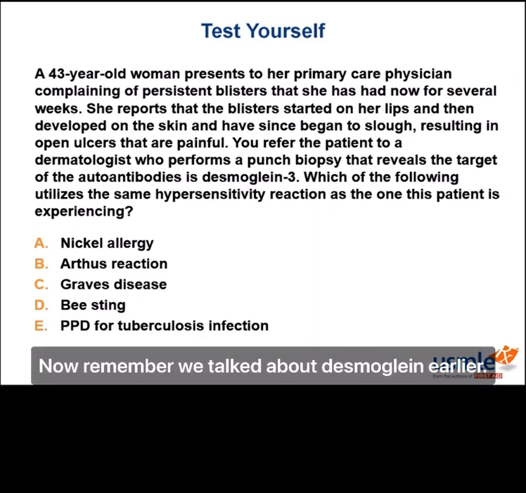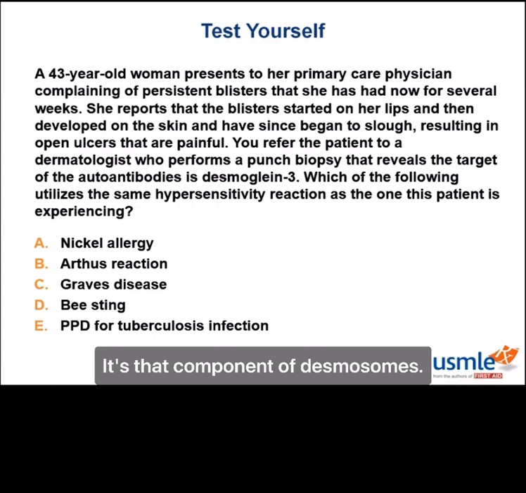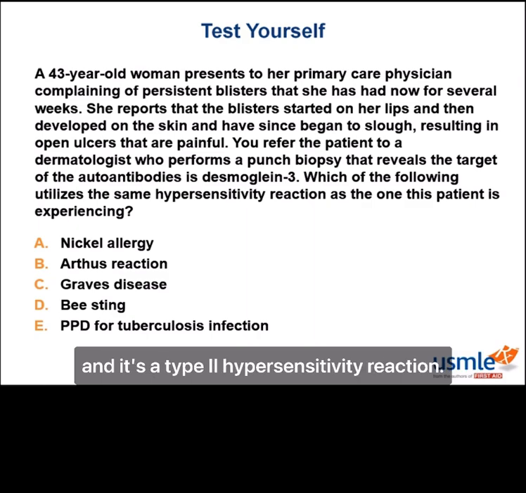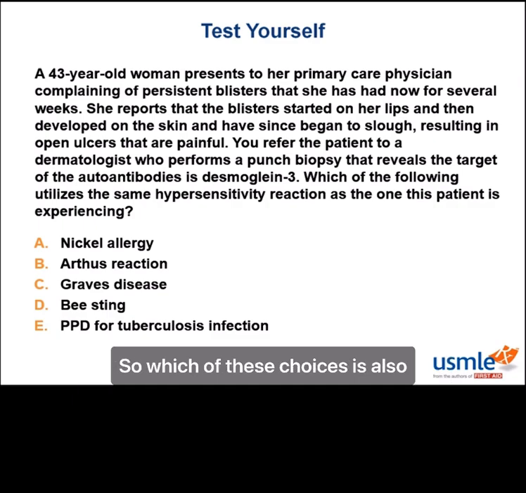Now, remember, we talked about desmoglein earlier. It's that component of desmosomes. We've talked about acantholysis, or the separation of keratinocytes. Now, you're right if you're remembering that this is pemphigus vulgaris, and there are IgG antibodies against desmoglein, and it's a type 2 hypersensitivity reaction. So which of these choices is also a type 2 hypersensitivity reaction?